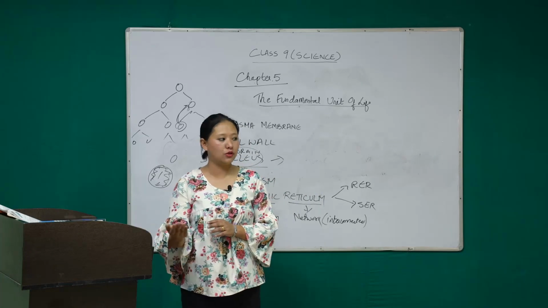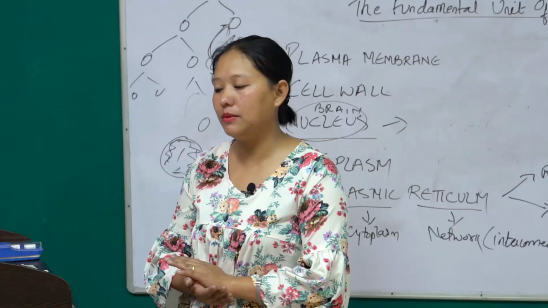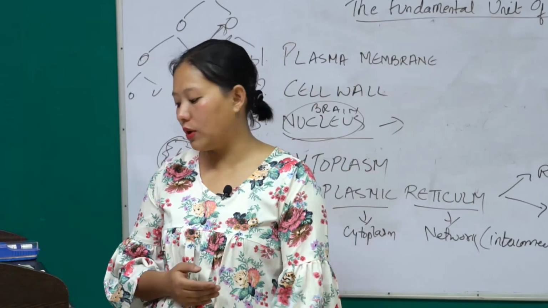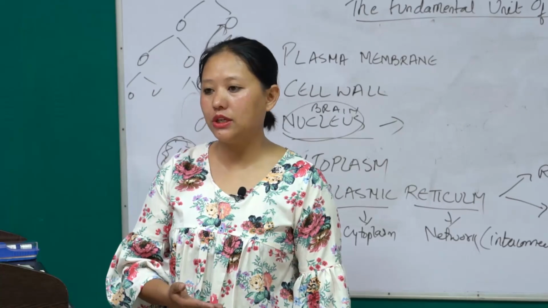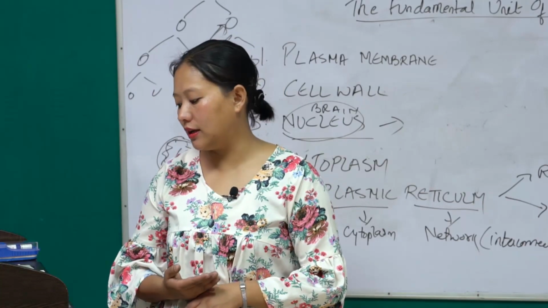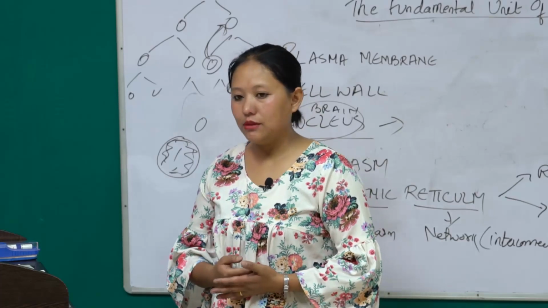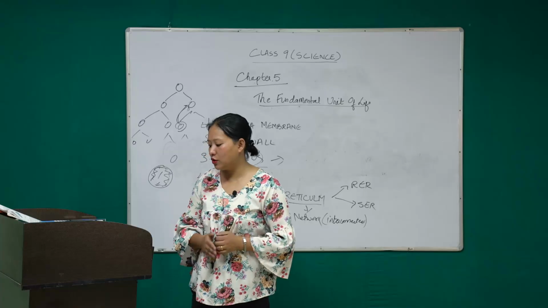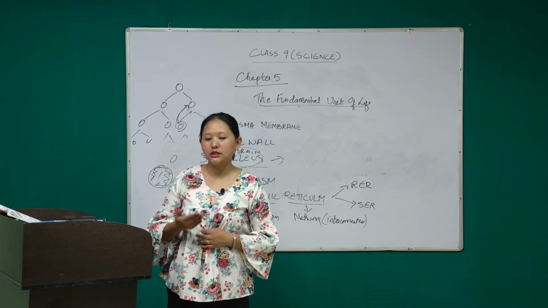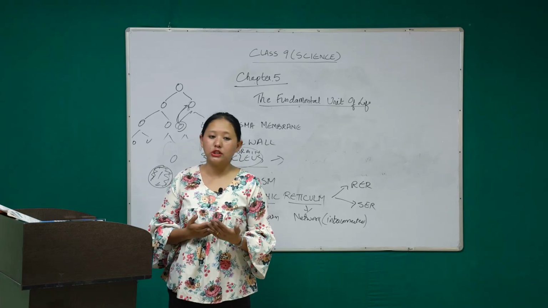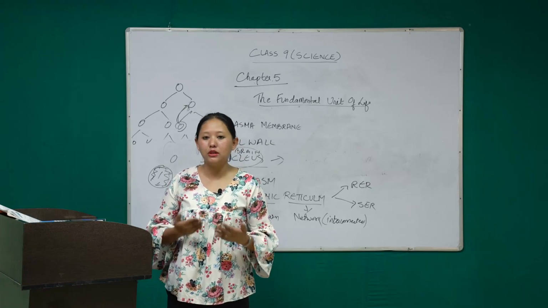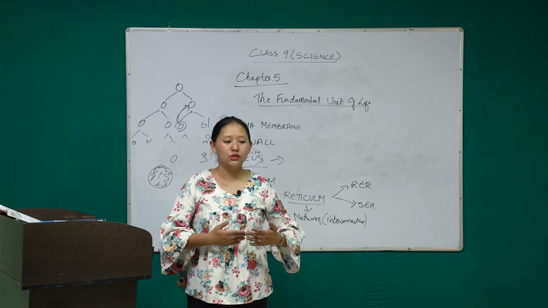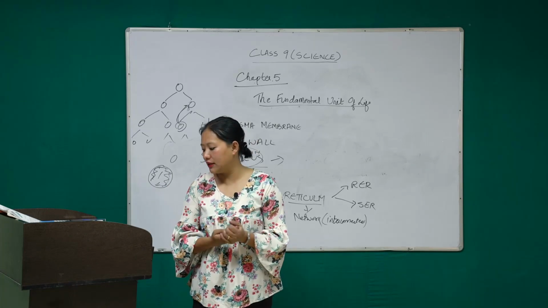Again, one important function of the endoplasmic reticulum is that it helps to detoxify poisons and drugs. Let me give you an example. Drinking or consuming too much alcohol causes damage to the liver. Now the question here is, why does it damage only the liver and not other organs? That means why does it not damage the other organs?